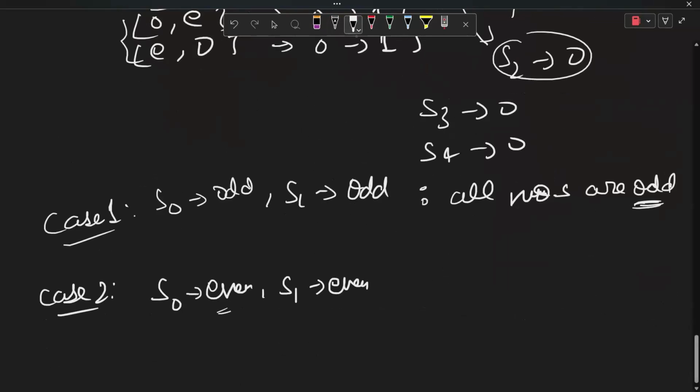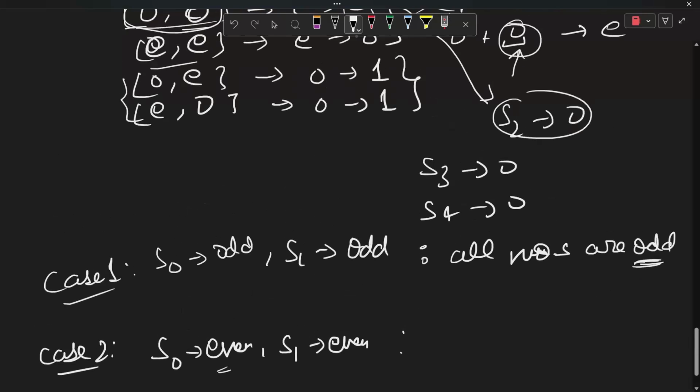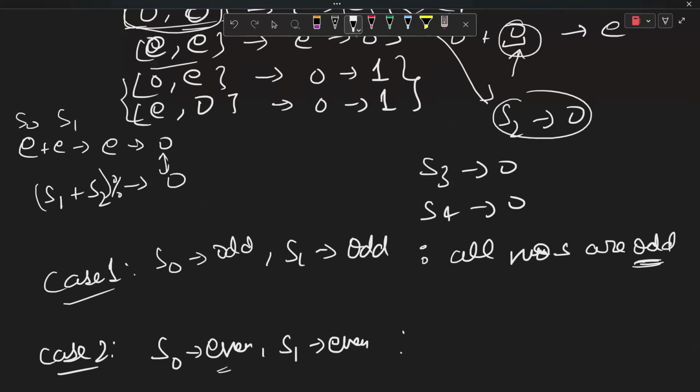If we have both even, what can we conclude? It means S0 plus S1 are both even, so even plus even gives an even, which is 0. Then S1 plus S2 should also be 0 mod 2; both of them should be equal to satisfy the condition. And we know S1 is even. So even plus what would make an even? Definitely even. If we have even plus odd, we would get an odd. So we need an even there. We conclude the third number is also even.